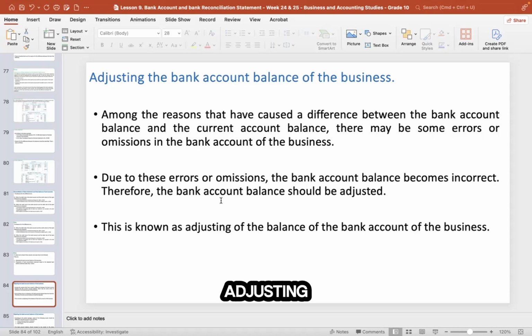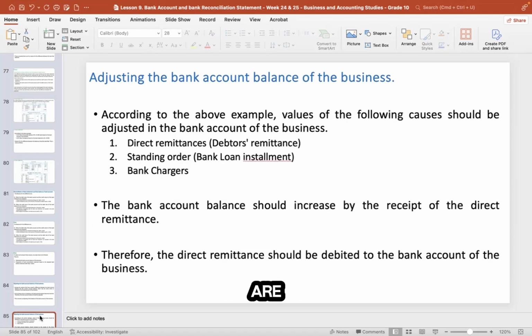ඒ කියන්නේ adjusting the bank account balance of the business කියන එකේදී අපි කරන්නේ, are there any errors or omissions between the bank account and the bank statement? We are checking it out. Are there any errors or omissions? So if there are errors or omissions, then we have to record them. So what are these omissions that are being seen in the current example?